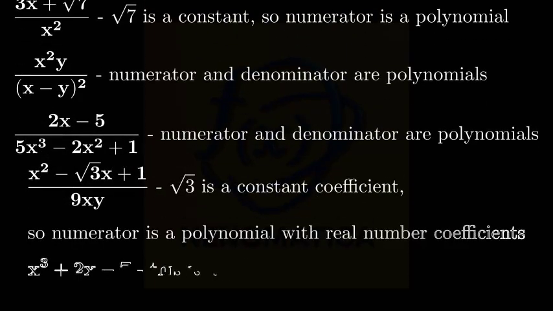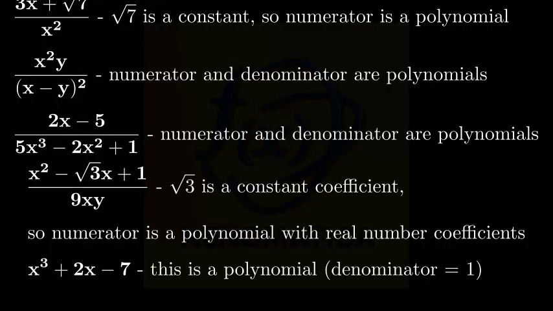x squared minus square root of 3 times x plus 1 over 9xy is rational because the square root of 3 is just a constant coefficient, so the numerator is a polynomial and the denominator is also a polynomial. x cubed plus 2x minus 7 is rational because it's a polynomial, which we can think of as having a denominator of 1. Now, let's look at some expressions that are not rational.